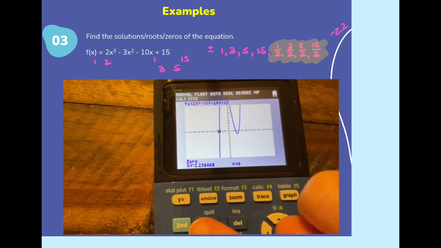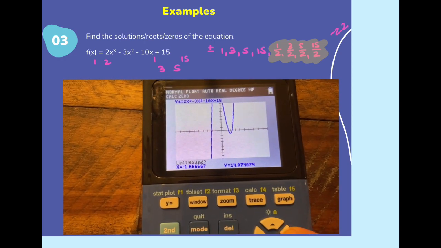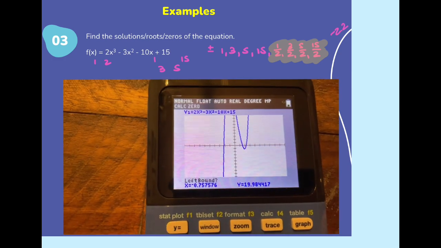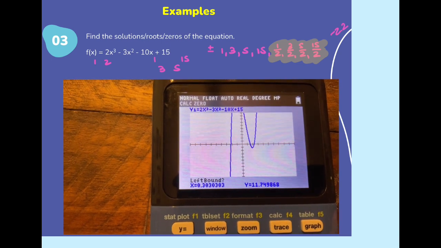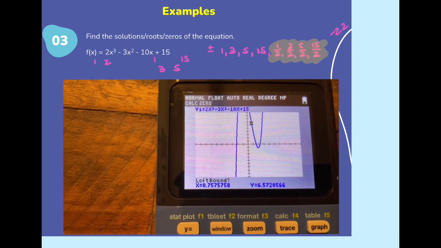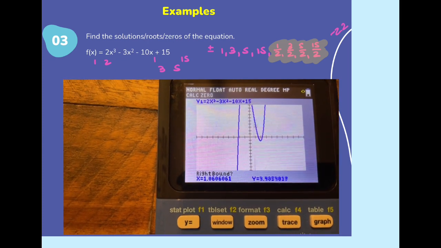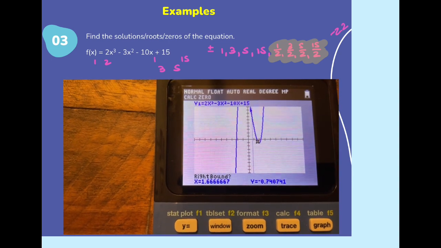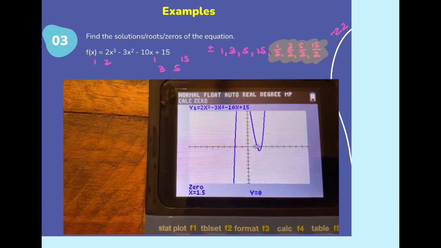Now I'm going to do that again. Second trace, go to the 0. This time I'm going to go to the second one. Now notice the y keeps getting smaller. It's coming back down. And there it is on the screen. As long as it's left of that 0, I can enter. Then I want to go right of that 0, which again just means below the x-axis, so the y is negative, and hit enter and guess, and it's going to bring me to 1.5.